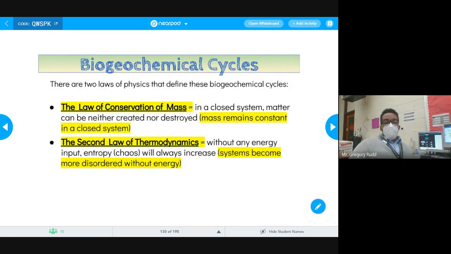All right. So there are two laws of physics. So we're covering everything today: biology, chemistry, physics. These two laws define the biogeochemical cycles. And I'm just going to ask that you write down the portions that are highlighted, so the portion that's in the parentheses there. The law of conservation of mass states that in a closed system, matter can be neither created nor destroyed. Or in other words, mass remains constant in a closed system.